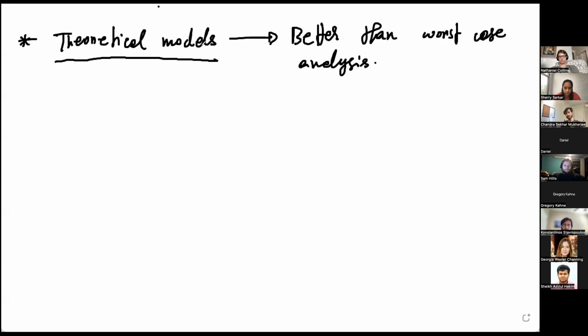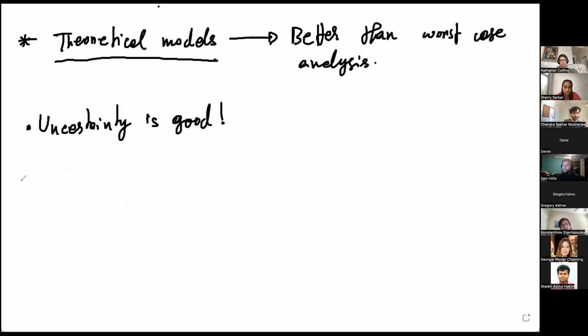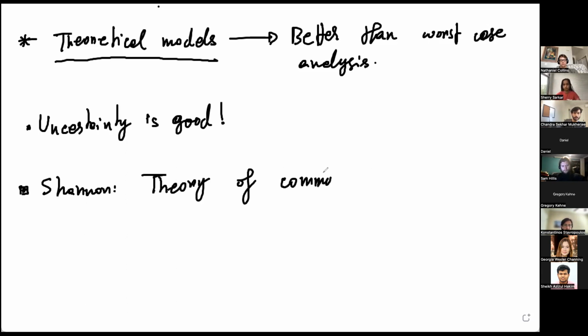What this result showed is that because reality is complicated and, more importantly, uncertain, we can actually come up with simple models. So here, what I'm going to describe is that uncertainty is good. I'm going to talk about a famed result by Shannon, basically the theory of communication. This is the framework on which all modern communication is developed, and it's a very simple model that we'll talk about.